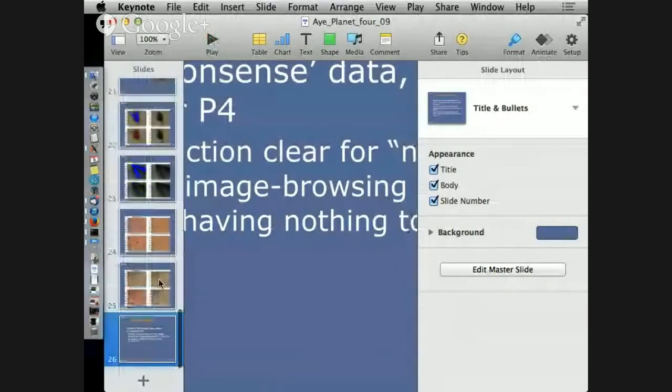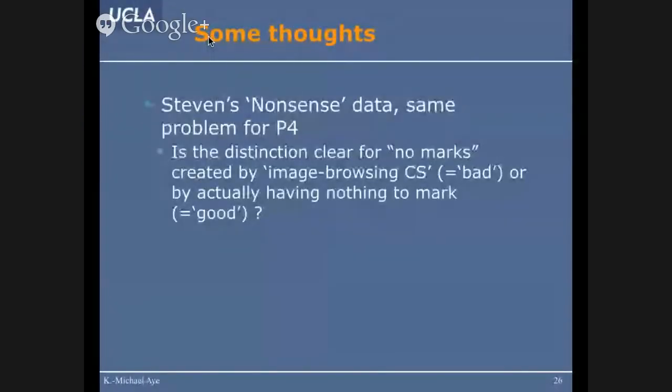This was just the thought we had before. Yes, the nonsense data. For me, it's not clear: is the distinction clear between no marks created by image browsing, which would be bad, and actually having nothing to mark, which is good, because then we have a filter for what is done? We had this distinction, and I think in your talk also, it's not 100% clear where you put the cutoff. That would require a known data set, which we don't have. And I'm not sure even 30 clicks by professionals help much there to distinguish between that. But that might be a good discussion point for the week as well.